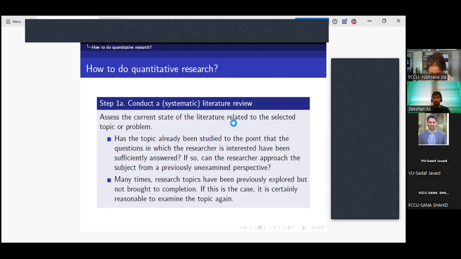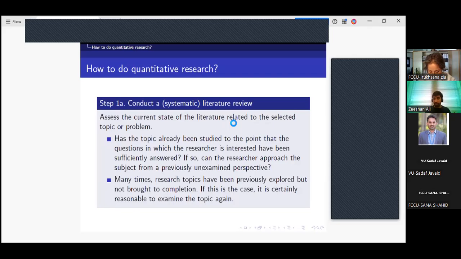Conduct the systematic literature review. So after selecting the topic, we try to assess the current state of the literature related to the selected topic. And in order to do that, we usually ask the question, has the topic already been studied to the point that the question in which different perspective? If it is not, then we try to come up with something new.